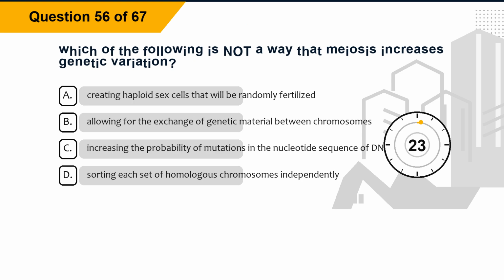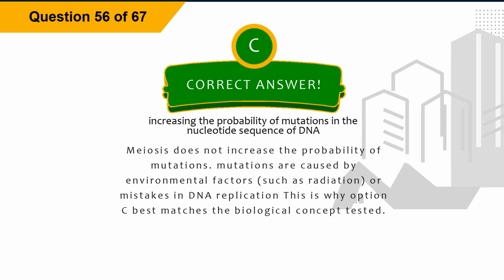Question 56. Which of the following is not a way that meiosis increases genetic variation? Option A, creating haploid sex cells that will be randomly fertilized. Option B, allowing for the exchange of genetic material between chromosomes. Option C, increasing the probability of mutations in the nucleotide sequence of DNA. Option D, sorting each set of homologous chromosomes independently. The correct answer is option C, increasing the probability of mutations in the nucleotide sequence of DNA.